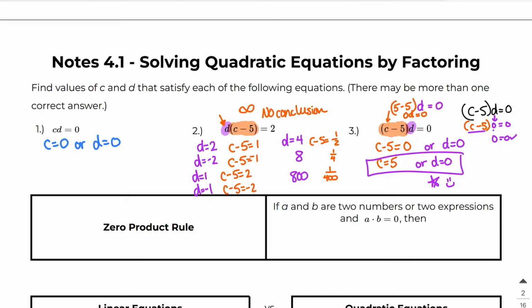Which brings us to the zero product rule, which tells us if A and B are two numbers or two expressions and A times B equals 0, then either A equals 0 or B equals 0. If anything multiplies together to give us 0, one of these things has to be 0. And we've talked about this before, but I can't stress this enough because you have to understand why we're doing what we're doing instead of just kind of following a process.